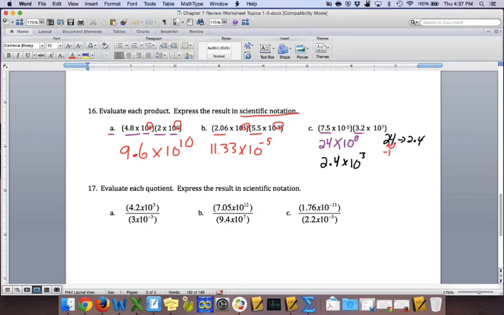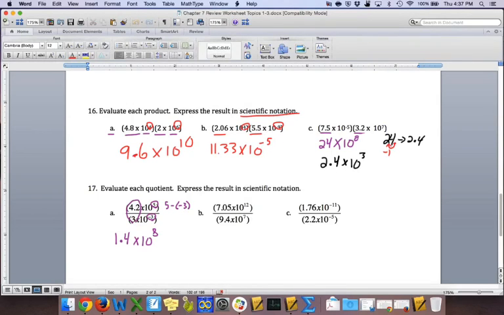Down in 17a, this is the same idea. We're going to divide the numbers here. 4.2 divided by 3 is 1.4 times 10 to the, and we carefully follow this. It's division, so we subtract 5 minus negative 3. Double minus makes it a plus. So we get 1.4 times 10 to the 8th. Okay, the next two are going to have those properties where we have to do some shifting.